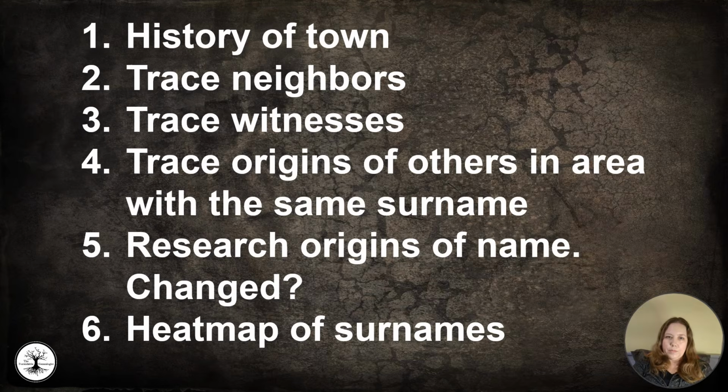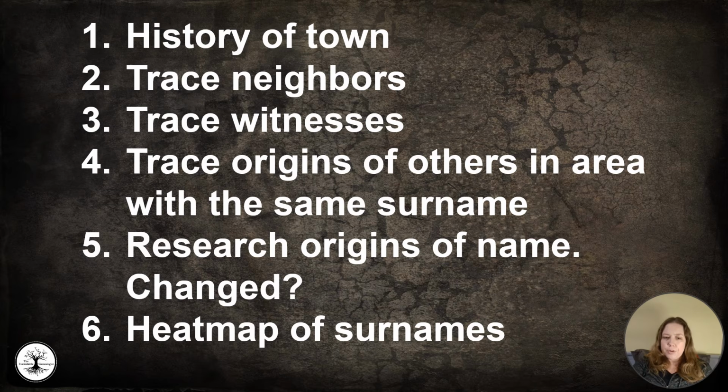And if all of those options still are not helping you, here are some more things you can try. Look for the history of a town. It might say that it was founded by German immigrants from Bavaria. Give you more clues like that. Trace the neighbors if they are from the same places. Trace the witnesses, especially sponsors on baptisms, witnesses at marriages. Trace origins of others in the area with the same surname. Research the origins of a name. See if you could figure out how it might have been changed.